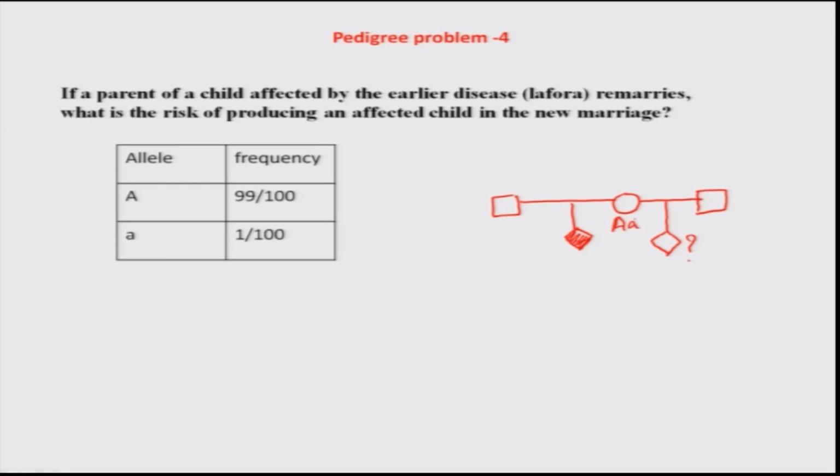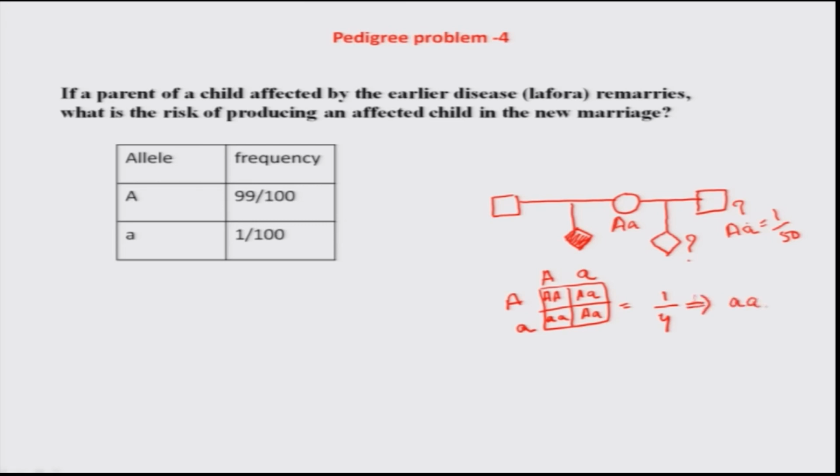Now, we need to know what is the chance of this person to be a carrier for the disease. Now, as we calculated earlier, the chance for this person to be a carrier, that was capital A and small a, if you remember, it was 1 by 50. And if both are carriers, so let us draw one small Punnett square. Now, you see that this is a 1 by 4 chance for the child to be small a.